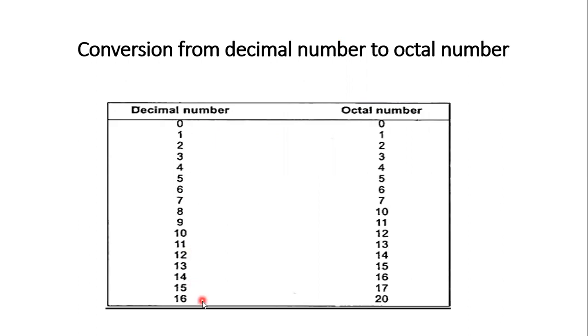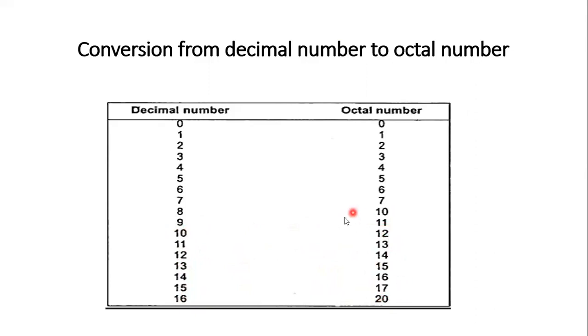So this is the decimal and equivalent octal number. Up to 7, the octal is the same. When it becomes 8, the octal is 10. Like that, when it is 9 the octal is 11, 10 is 12, 11 is 13, 12 is 14, 13 is 15, 14 is 16, 15 is 17, 16 is 20.